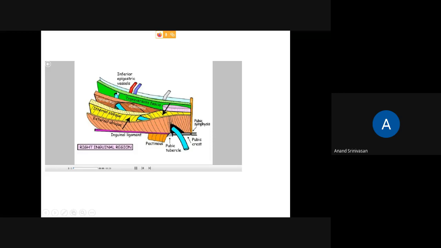So you ask the person to lie down and reduce the swelling. The swelling will go back inside the abdomen when the patient lies down, and then you close the deep inguinal ring with your finger. Now ask the person to cough. If the swelling comes out, it means it's a direct inguinal hernia. If the swelling does not come out, it is an indirect inguinal hernia.